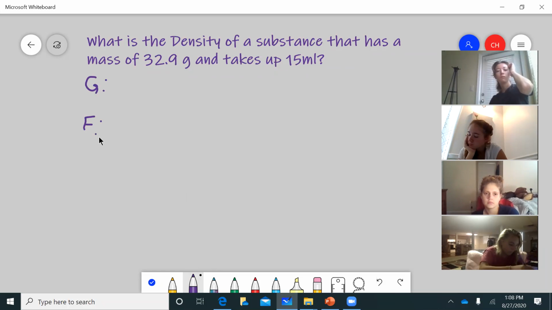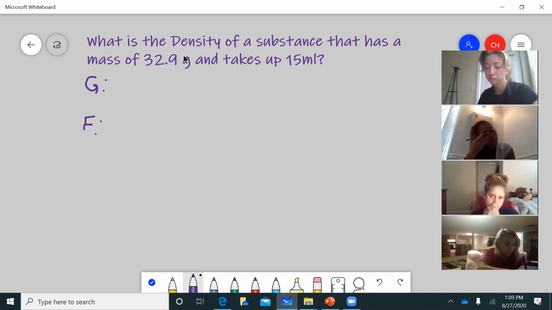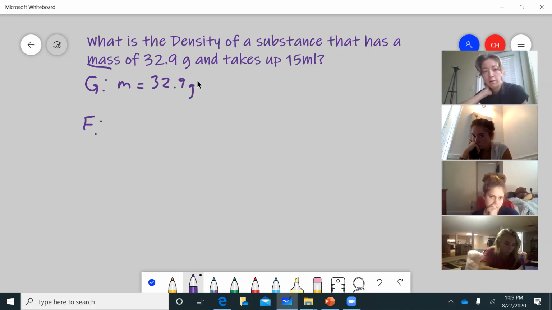It may seem sort of simple or silly right now, but as problems get more complicated, I just find that it helps. With word problems, a lot of times my students know how to do the problem, they just don't know how to pull the information from the word problem. So with our given information here, I have two pieces of information. One of them is the mass, because it literally says mass. So we say mass equals 32.9 grams, and it takes up 15 milliliters.